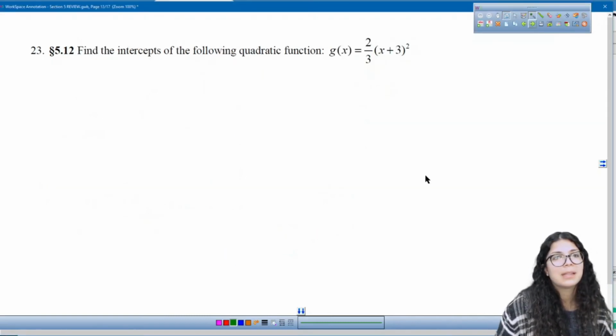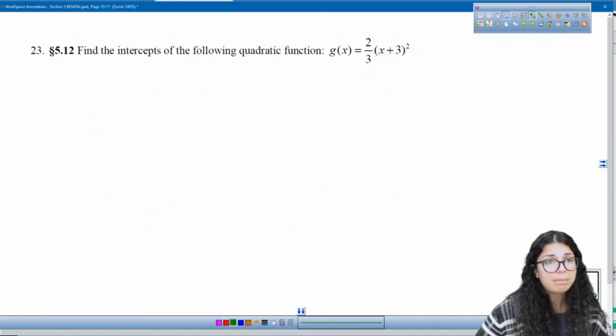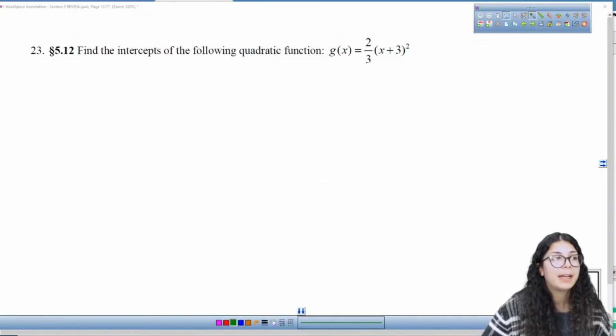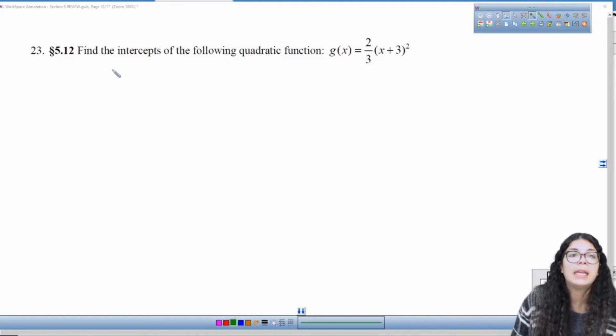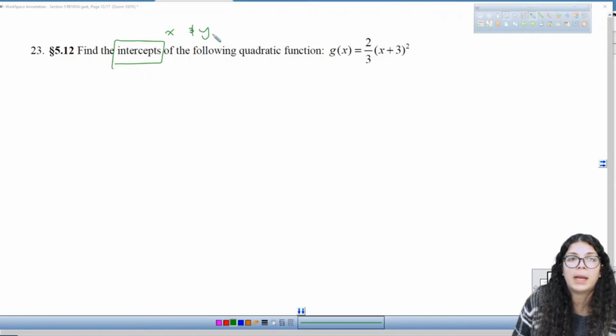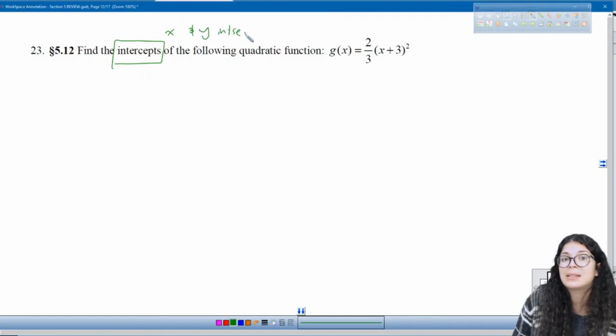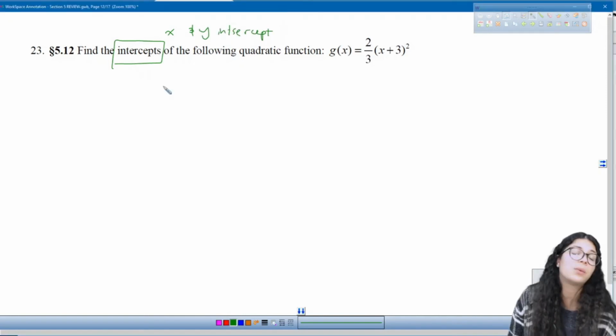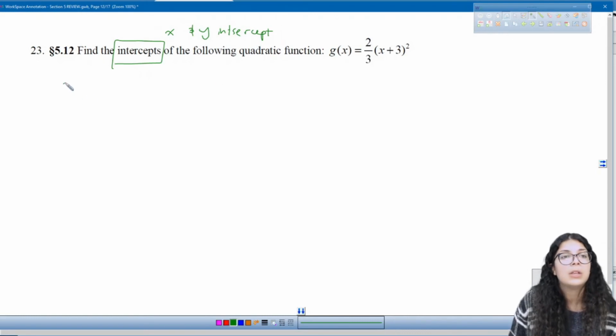All right, let's move on to number 23. On 23, we need to find the intercepts of the quadratic function. Okay, intercepts. So again, we are finding both x and y intercepts. It didn't specify just x or y, so we're finding both. Let's start with the x-intercepts.